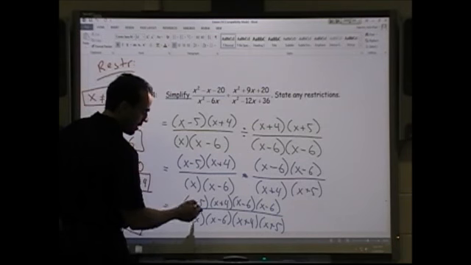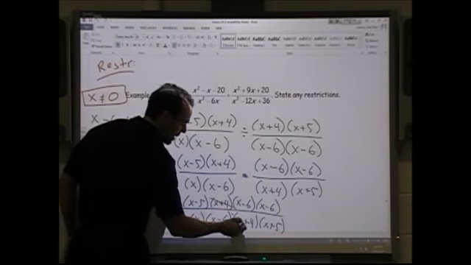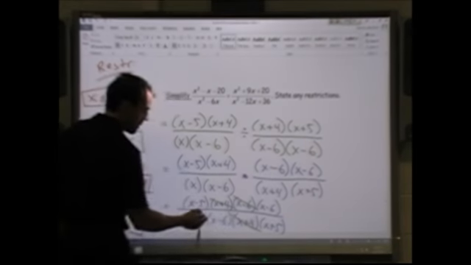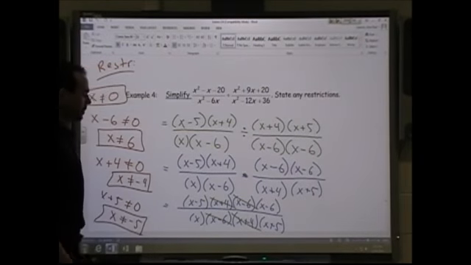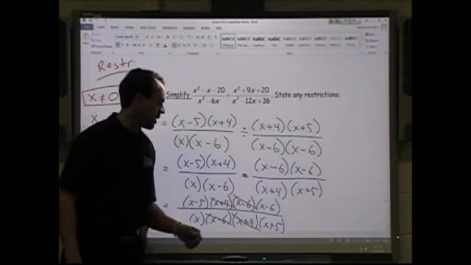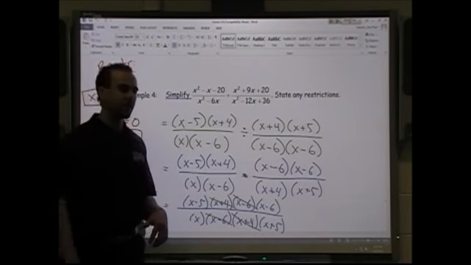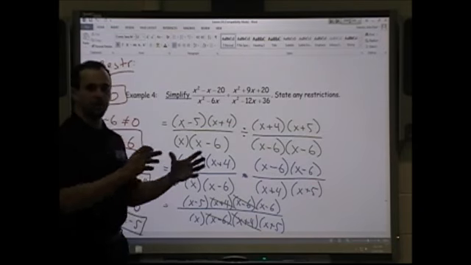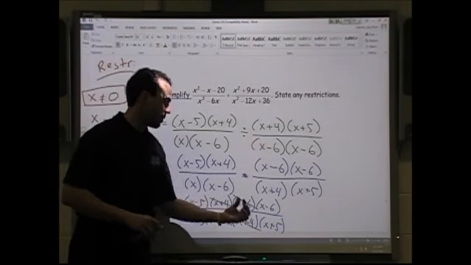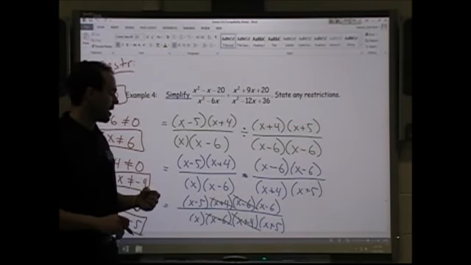For instance, this x plus 4 divided by that x plus 4 is gone. This x minus 6 divided by that x minus 6 is gone. Please do not attempt to cancel out x minus 5 divided by x plus 5 as if that's somehow negative 1 or something like that. That's incorrect. You can only cancel out brackets if they're exactly the same.